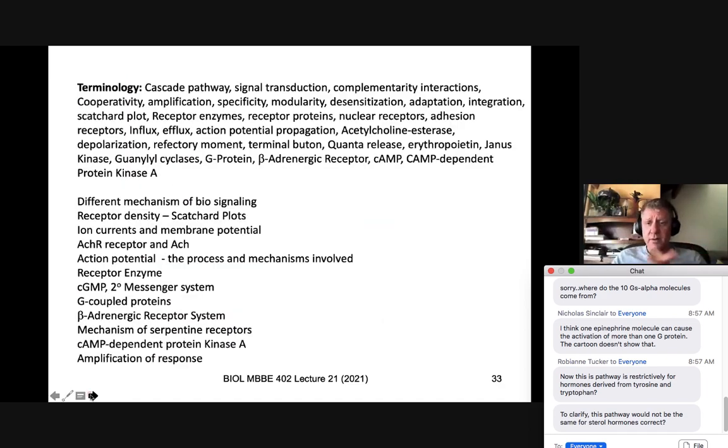So we've got some terminology we want to go through. The main thing is to understand some of the mechanisms of biosignaling, the issue of Scatchard plots and looking at receptor density, because this becomes very important. Remember, someone brought a very good comment in regards to how we regulate the receptors. That is in the next part of the lecture series. We're going to talk about membrane ion currents and the acetylcholine receptor. And then we talk specifically about cyclic AMP and GMP and secondary messengers and the GPCRs.